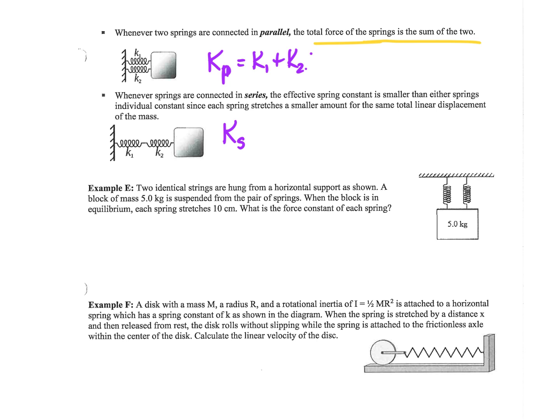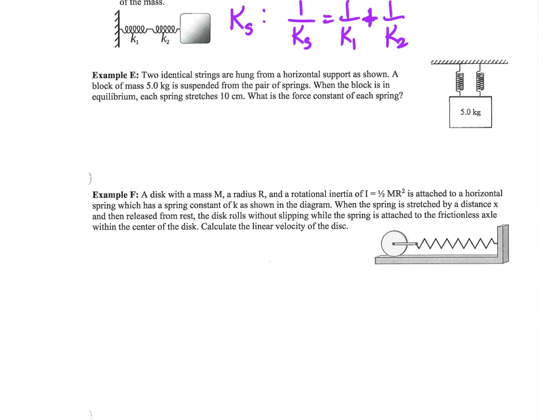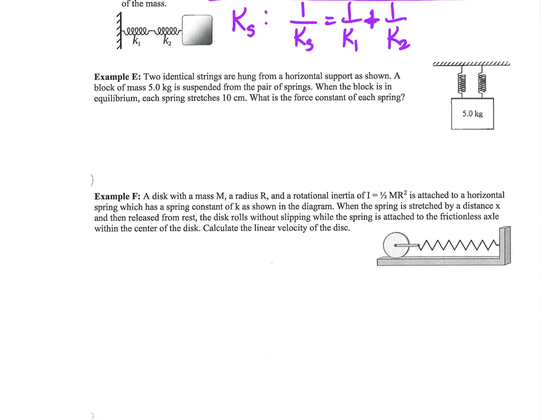What we say for K sub s is that 1 over K sub s equals 1 over K sub 1 plus 1 over K sub 2. So it is becoming more stretchy, not less stretchy. All right. Each spring stretches a smaller amount for the same linear displacement. Okay. Both of them stretch the same amount with parallel springs, so it adds. Now, two identical springs. Let's look at this guy. Two identical springs are shown, so we know they are parallel.